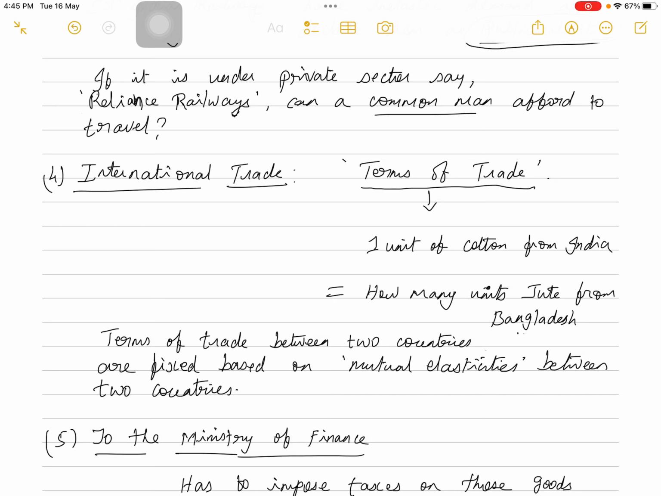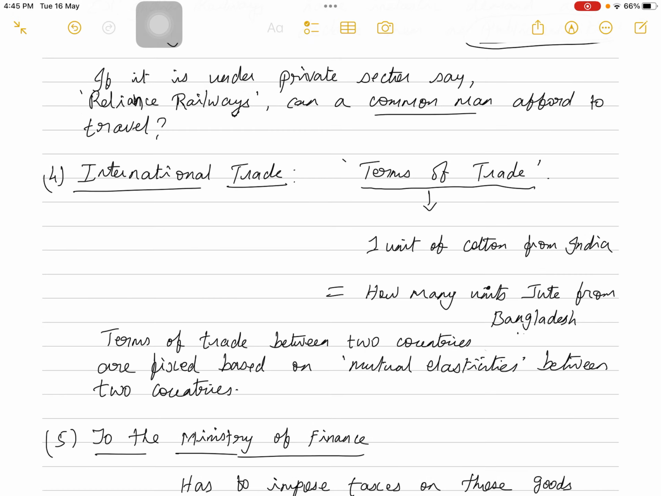Okay, imagine international trade is mostly like a barter system. In the barter system, goods are exchanged for goods, isn't it? So it is like that. 1 unit of our commodity can be exported to any other country, and we are also importing certain commodities from that particular country.